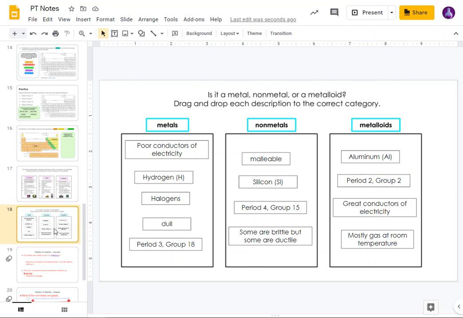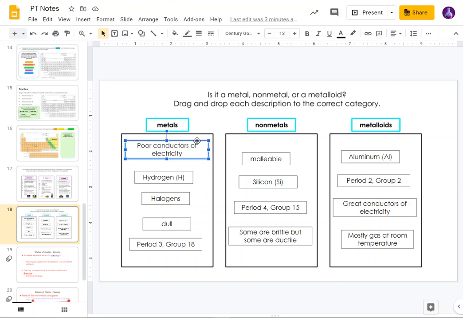Now the next slide wants you to do some sorting, taking some of these and putting them in their respective categories. Is it a metal, a non-metal, or metalloid based on the description in the little box. Now you should be able to move these. If you click on them, then you can move these around and sort them into their correct respective category. I'm going to give you like a minute or two to do that.